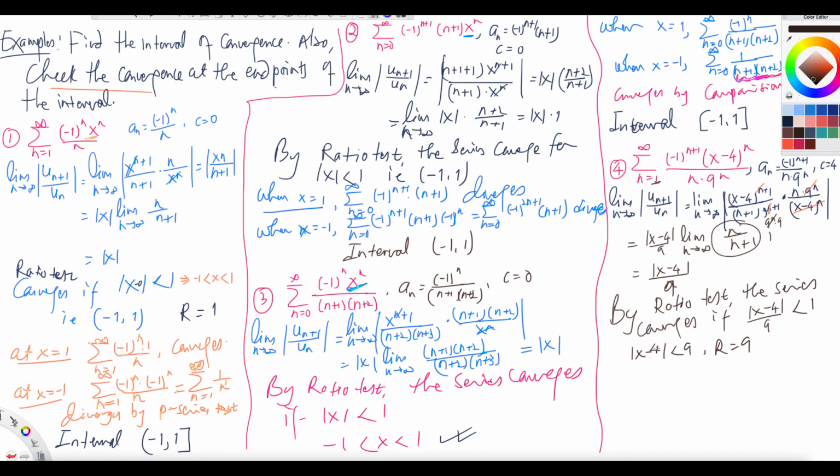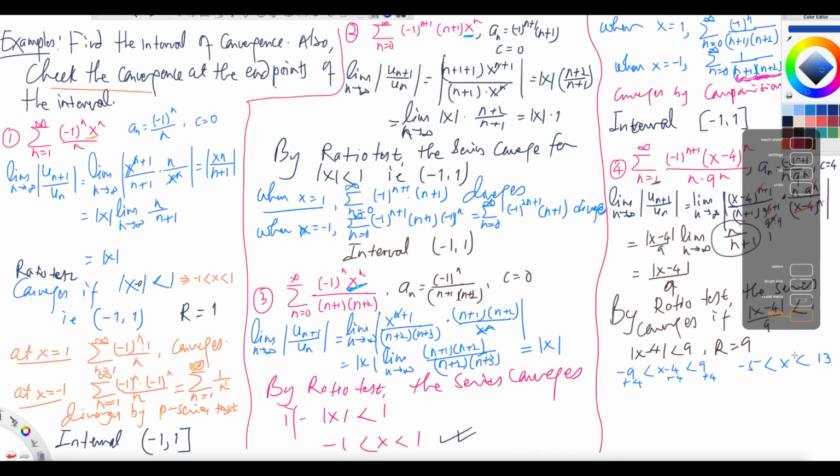Now let us simplify this to find the interval. You get −9 is less than x − 4 is less than 9, and add 4 on both sides. So you get −5 is less than x is less than 13. This is the interval of convergence. Again, we need to check at the boundary.